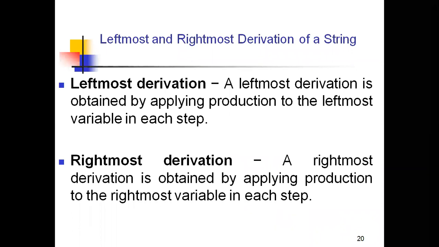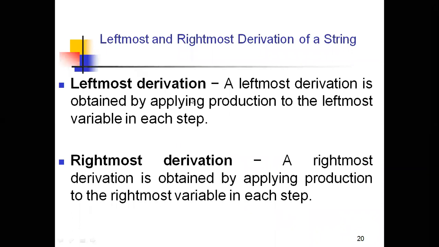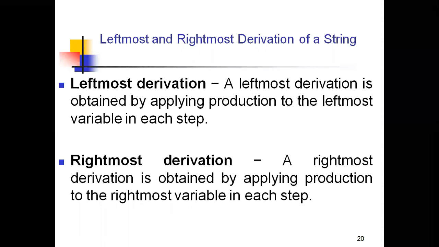And the most important derivations under the derivation trees are leftmost derivation and rightmost derivation. These are the two most important derivations we are having here. Knowing the definitions: leftmost derivation means it is always obtained by applying the production to the leftmost variable in each step. That means after the arrow, in the leftmost variable you need to substitute the rule. Then it can be called a leftmost derivation. That means starting from left you need to end at right.